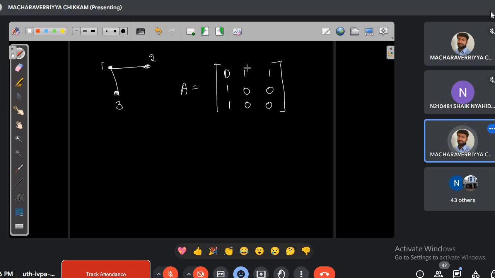Now you can see that there is 1 at the 1, 2 position. It represents that there is an edge between 1 and 2. Okay, it means there is a path of length 1 between 1 and 2. Similarly, this element represents there is a path of length 1 between 1 and 3. Okay, now let me see A square. What does A square represent? A square means A into A, that is you need to multiply these two.